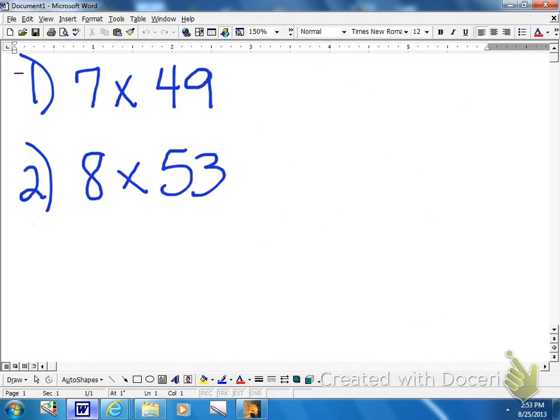Okay, use what you've learned, what you know about the distributive property, to go ahead and solve problems 1 and 2. Number 1 is 7 times 49. Write it out, split it up, whatever. Use the distributive property. Use your mental math. And then also number 2, 8 times 53. Work it out, and then bring a question to class tomorrow.